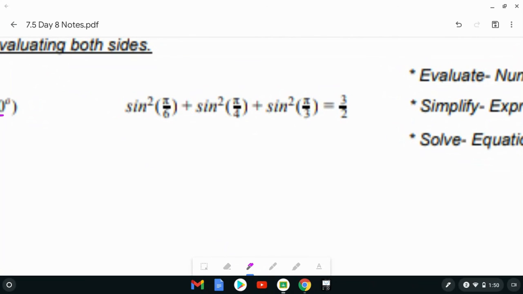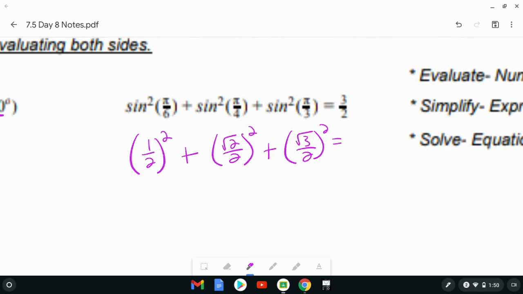The further we go along in this semester, you're going to notice more and more radian measurements. So sine squared of pi over 6, well, pi over 6 is 30 degrees. So the y value at 30 degrees is 1/2. The y value at pi over 4, which is 45 degrees, is root 2 over 2. And then the y value, because again it's sine, at pi over 3, which is 60 degrees, would be root 3 over 2.